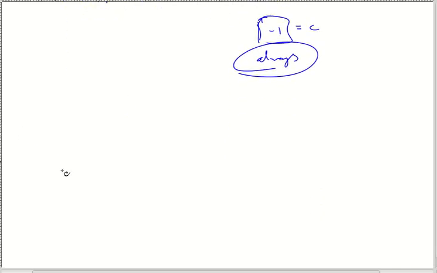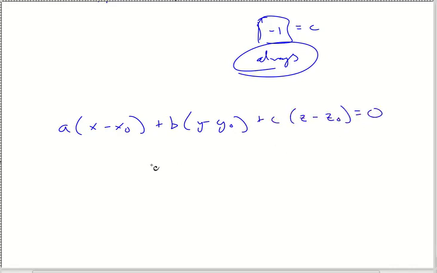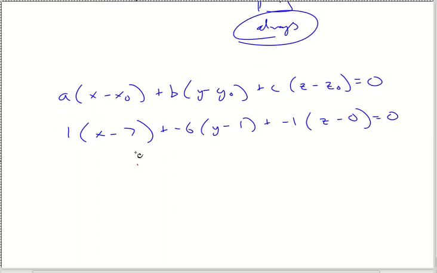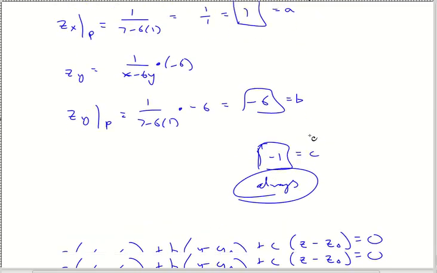Okay. So then, my formula again, let me go and rewrite it. It's my generalized plane equation. This will always work regardless. So I got a 1, x minus 7. I got a negative 6, y minus 1. And then I got a negative 1, z minus 0 equals 0. Again, you can see my point right there. And then you can see my slopes, 1, negative 6, and then that negative 1 is always there.